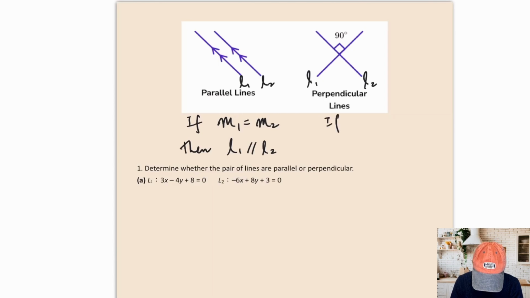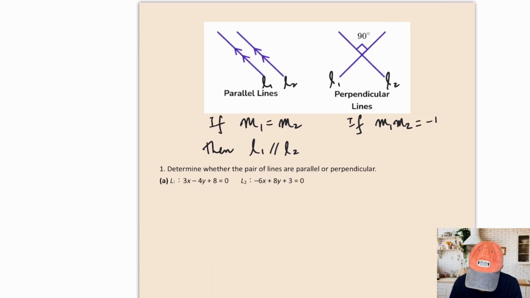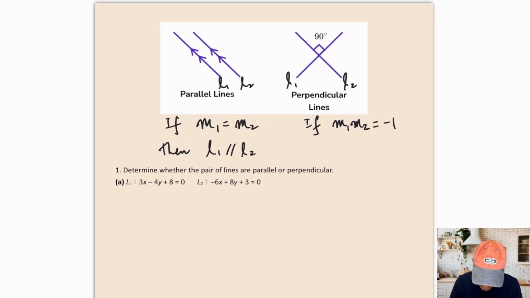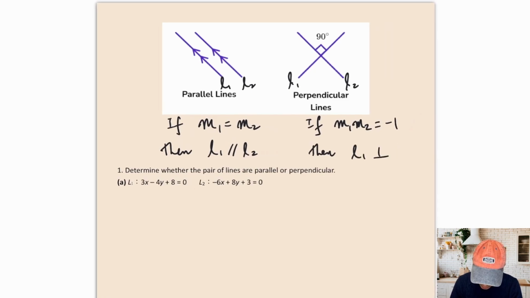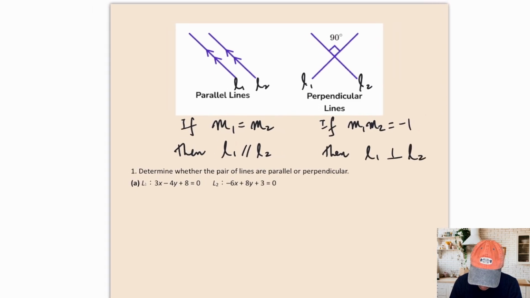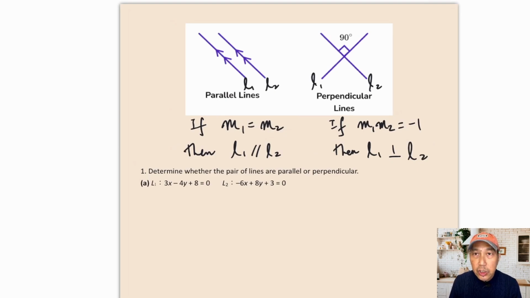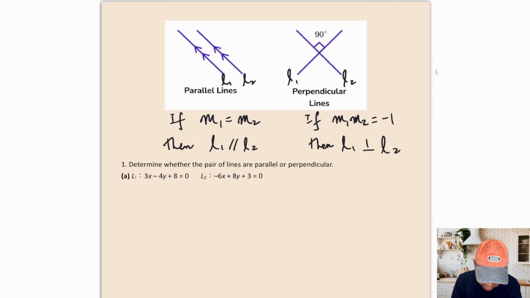If the product of the slopes is equal to negative 1, then L1 is perpendicular to L2. We can use these relationships to solve question 1 efficiently. We just learned that the formula for slope is negative a over b.